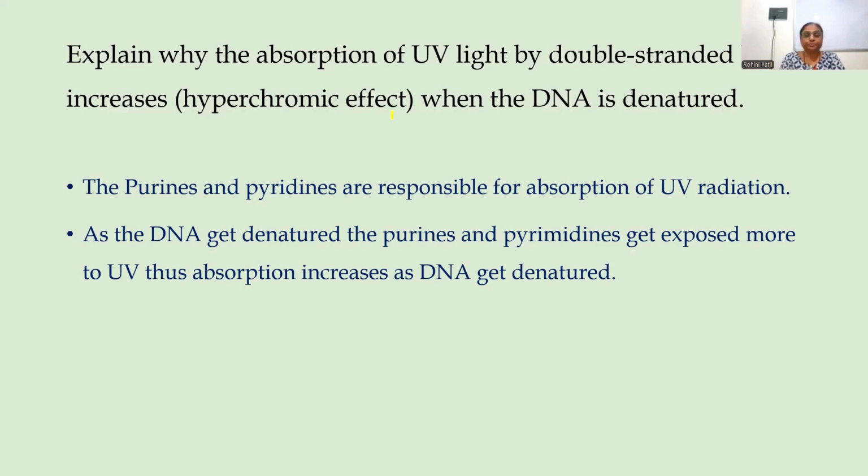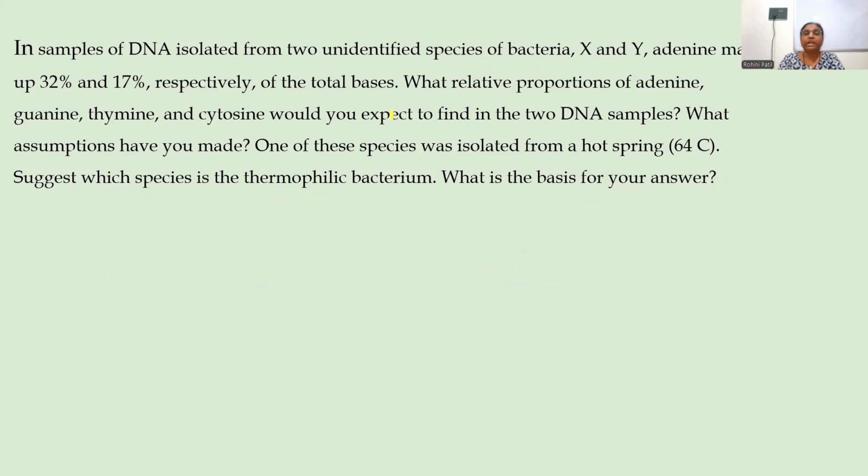So here, purines and pyrimidines are responsible for the absorption of UV radiation, and as the exposure of the purines and pyrimidines to the UV radiation increases, you are going to observe a hyperchromic effect.